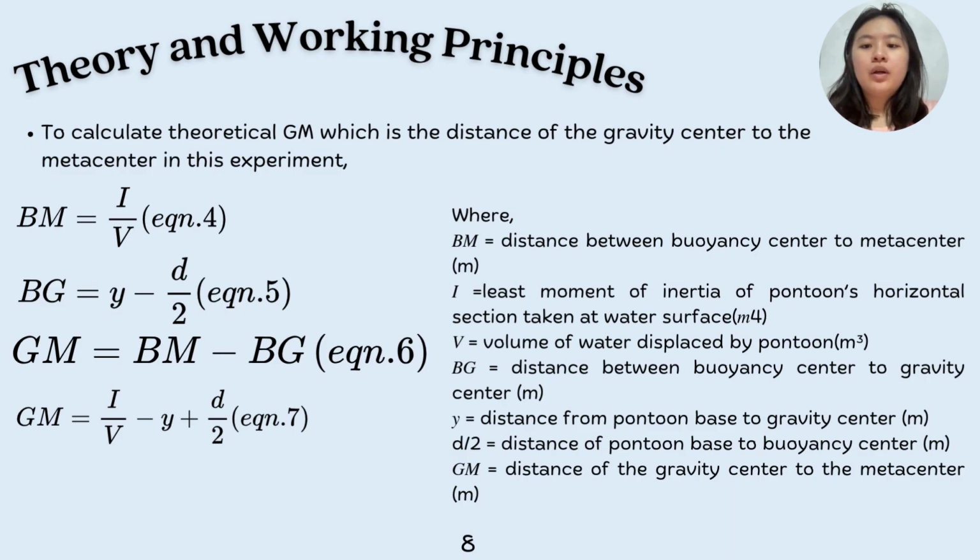On this page, we have equation 4 showing the BM relationship with I and V. BM is the distance between the center of buoyancy and the metacenter. Equation 5 shows the BG relationship with y and D. BG is the distance between the center of buoyancy and the center of gravity. GM is related to BM and BG in equation 6. We combine them to get equation 7 to calculate our theoretical GM.